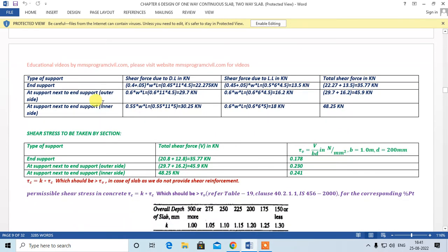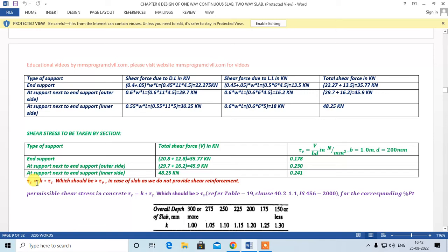This shear force I have written over here. Now you can find the nominal shear stress, that is tau v, that is V divided by bd, right? So b is 1 meter and d effective depth is 200 mm. So we find tau v as shown in the table. Now, in case of slab, nominal shear stress tau v should be less than tau c, because in slab we do not provide shear reinforcement, so all the shear has to be taken by the concrete and the tensile steel, right?